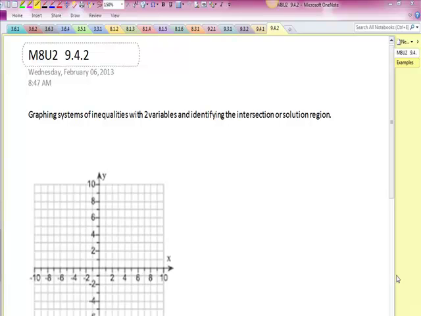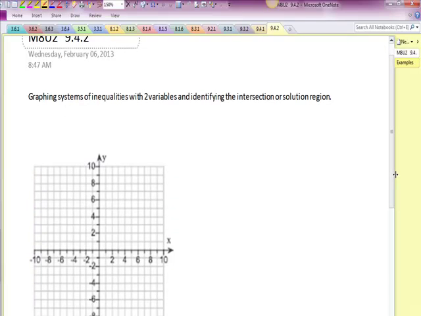In this last lesson in Mod 8 Unit 2, we're going to look at graphing systems of inequalities with two variables, and we're going to identify the intersection or solution region. Back in a previous module, not in this course but in another course, I think it was probably Module 5, you worked with systems of equations where you graph two lines and you look for the intersection. In this one, we're going to graph two inequalities, and we're going to look for an overlap of a shaded region. All right, so let's go to the examples.